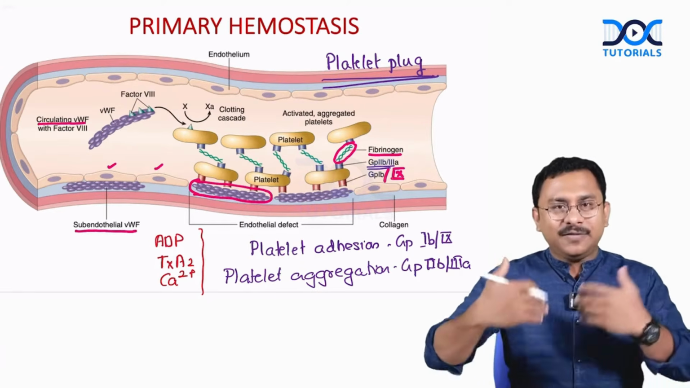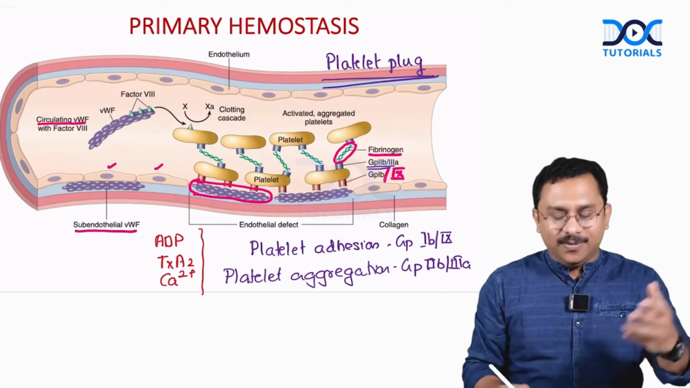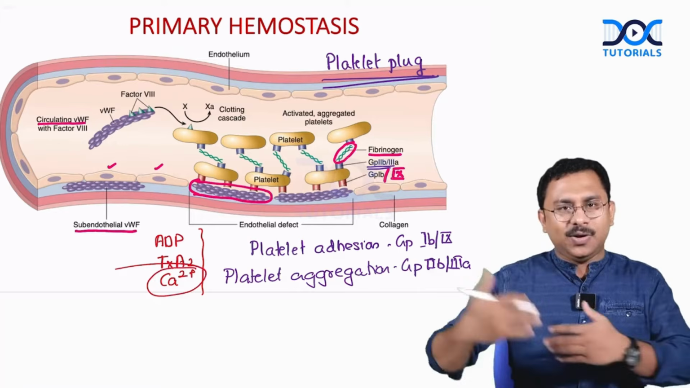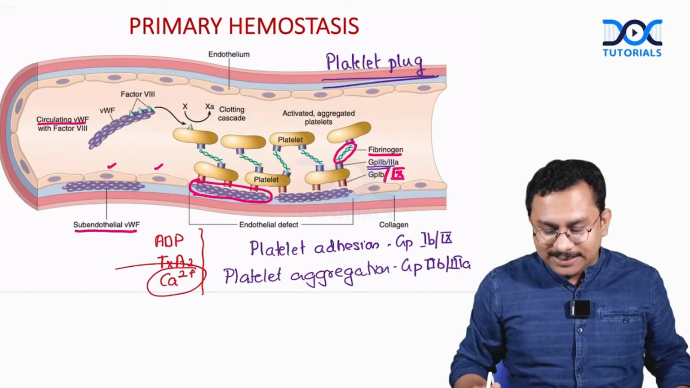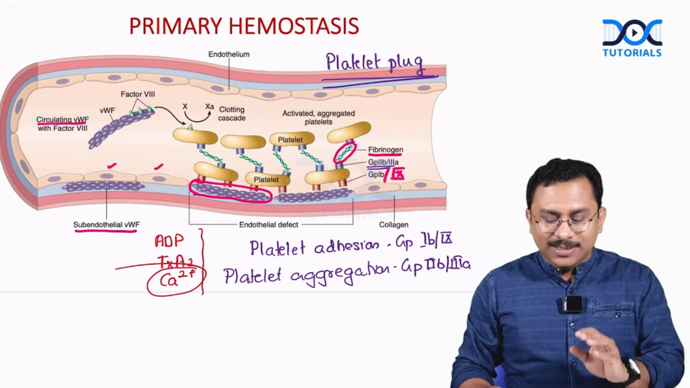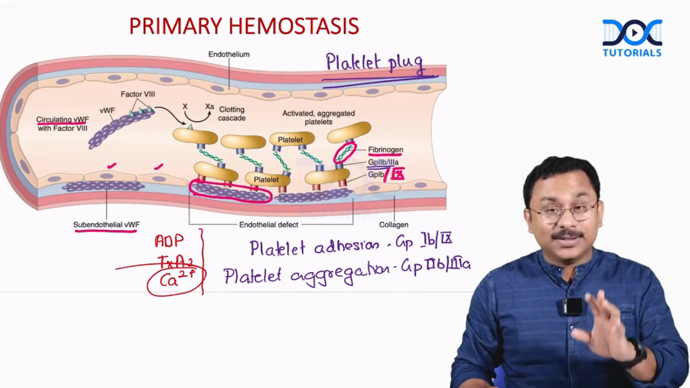After that, you have activation of the secondary hemostasis. You have the calcium and all that can trigger the coagulation cascade as well. So I hope you understood what happens in the primary hemostasis phase.